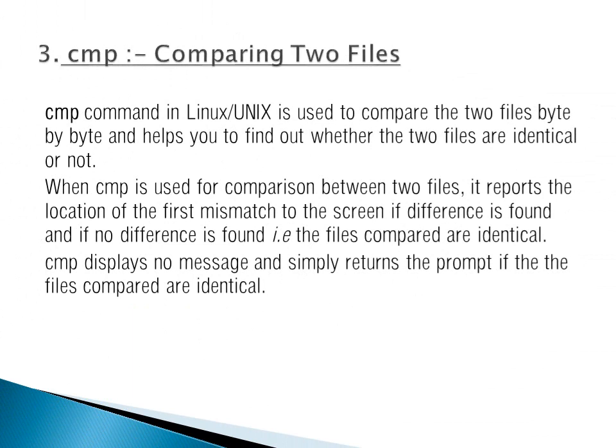The third command which comes here is cmp, which is used to compare two files. It is used in Linux or Unix systems to compare two files byte by byte and helps us find whether the two files are identical or not. It's very simple. We just want to know whether two given files having different names are identical or not.